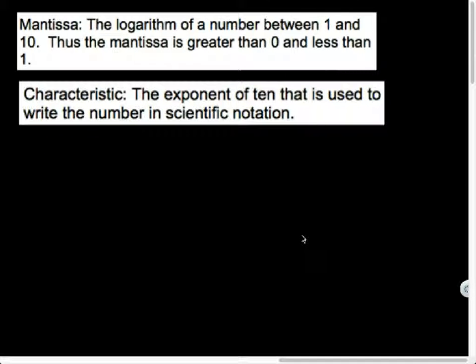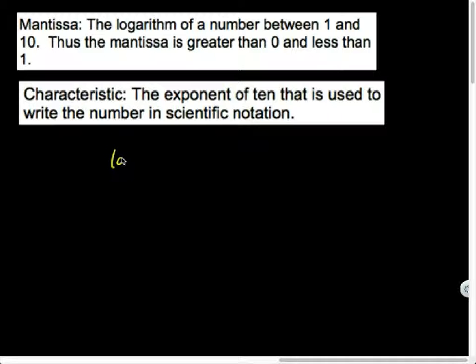So the mantissa is the logarithm of a number between 1 and 10. Thus the mantissa is greater than 0 and less than 1. And the characteristic, one way you could think about it is it's the exponent of 10 that is used to write the number in scientific notation.